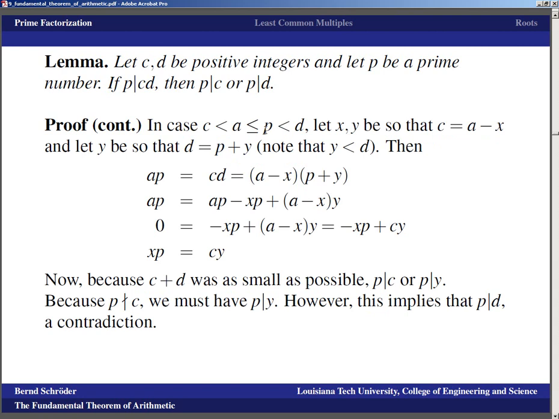So if we have c smaller, a smaller or equal p, smaller d, we take x and y so that c is a minus x, and y so that d is p plus y. And this time y is smaller than d. ap is cd, which is a minus x times p plus y. So that gives us ap minus xp plus a minus x times y is ap. ap cancels, we get negative xp plus a minus x times y, which is negative xp plus cy. And so that gives us xp equals cy. And remember that y is smaller than d, so c plus y is smaller than c plus d, and because c plus d was as small as possible, p divides c or p divides y. And because p does not divide c, we must have that p divides y, but once p divides y, p must also divide d, so that implies p divides d, and that's a contradiction.